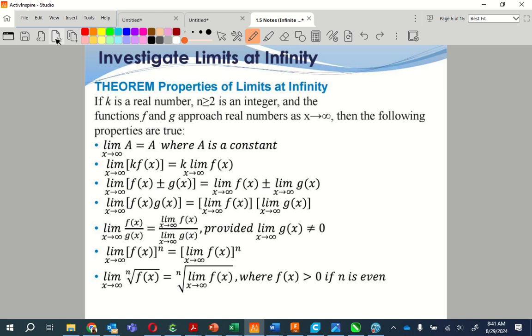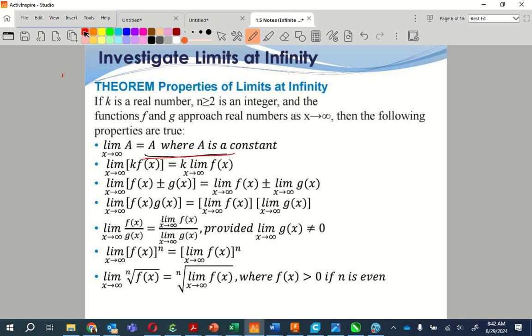All right. Investigating the limits at infinity. If k is a real number and n is greater than 2 is an integer, and the functions f and g approach real numbers as x approaches infinity, then the following properties are going to be true. Limit of a as x approaches infinity, so this is a constant. There's no variable there. It's just going to be a. This is what it's always been for all the limits. If it's a constant, there's no variable, it's not going to vary. It is going to be that number.